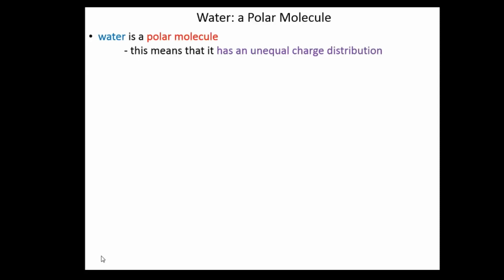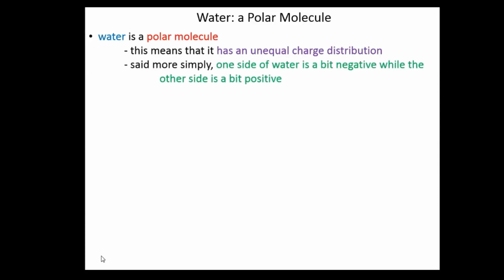Well, let's give that a little bit more meat. What we really mean by 2 different ends is that we have 2 different charges. Water as a molecule has an unequal charge distribution. If we were to say that more simply, we would say that one side of water is a little bit positively charged, and the other side of water is a little bit negatively charged. So we can use this as an example. This isn't water, this is an amino acid, but we can use this as an example of what I'm saying.